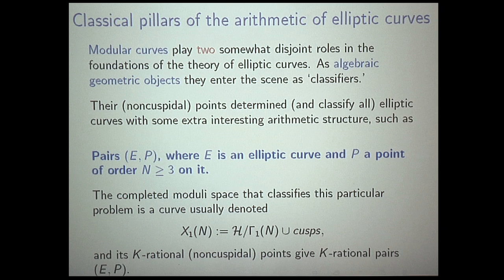The point about it is that its k-rational points, for any number field k, non-cuspidal points, give k-rational pairs of elliptic curve and a point of order n. So if you're interested, for example, in points of order n, there you are. You look for points on that modular curve.